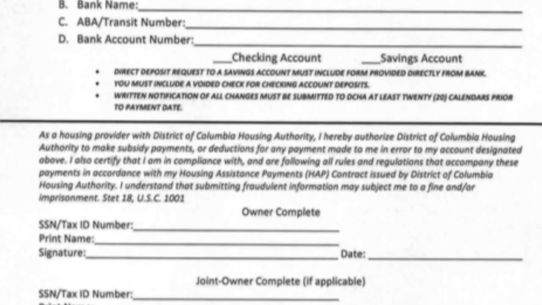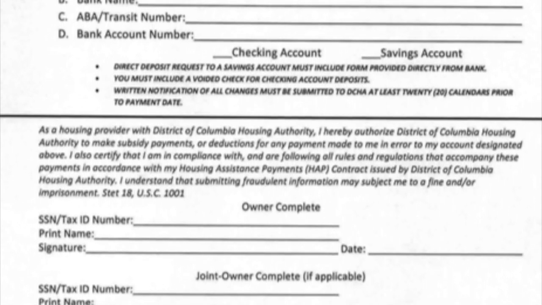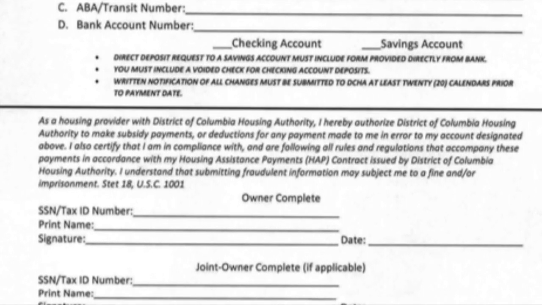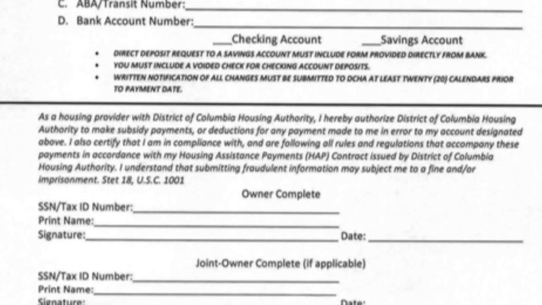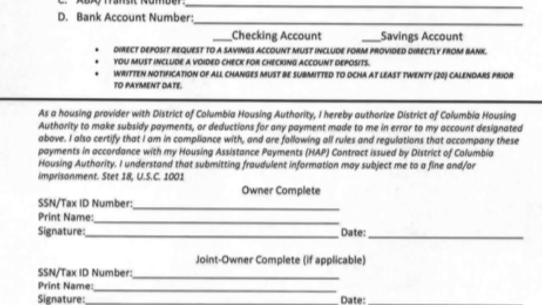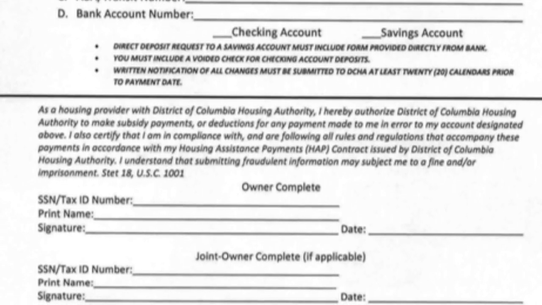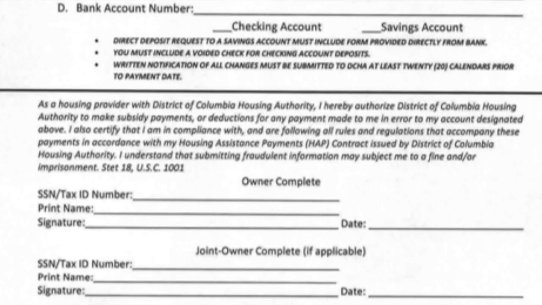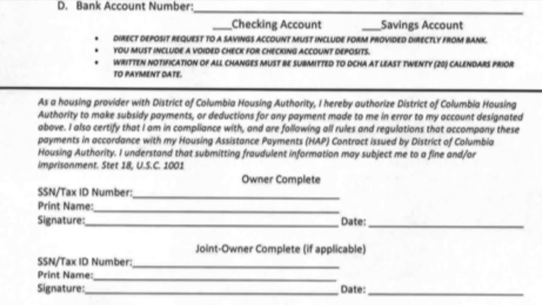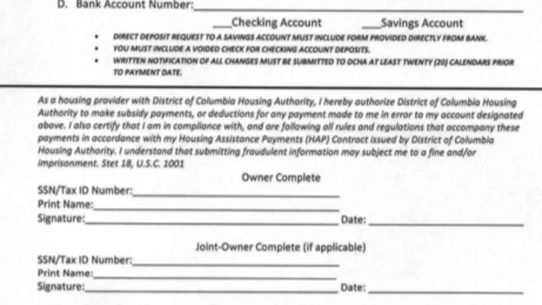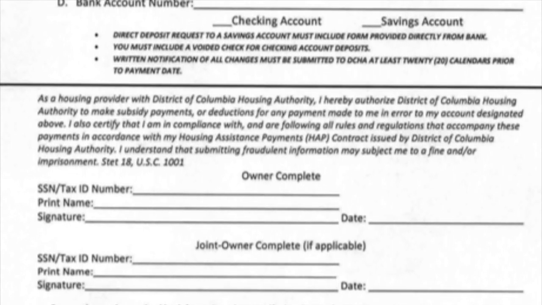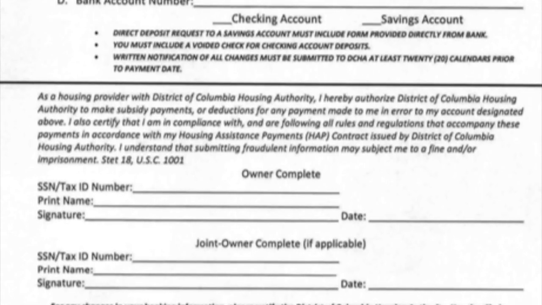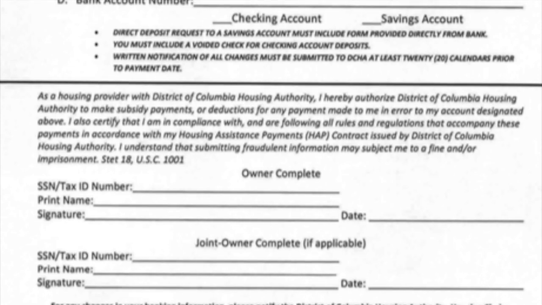I understand that submitting fraudulent information may subject me to a fine and or imprisonment. Statute 18 U.S.C. 1001. Owners to complete: Social Security number, ID number, print name, signature, and date. If there's a joint owner, please complete your Social Security number or tax ID number, print your name, signature, and date. For any changes in your banking information, please notify the District of Columbia Housing Authority, Housing Choice Voucher Program Quality Assurance Division immediately at 202-535-1000.